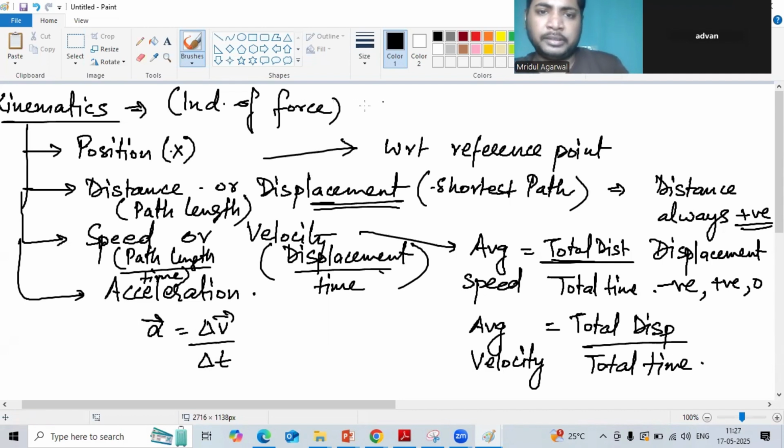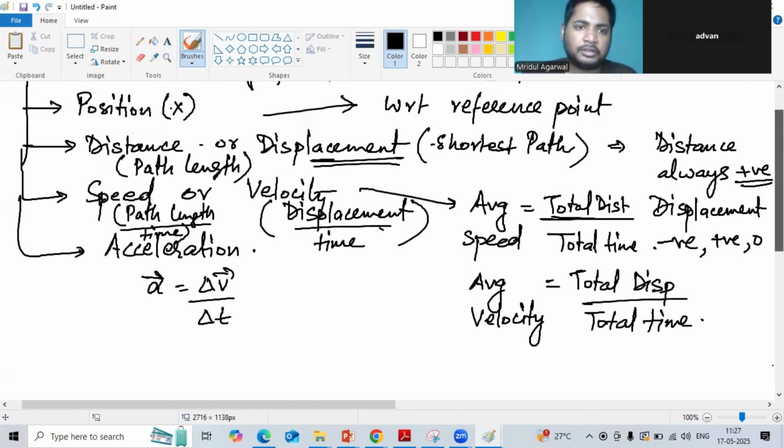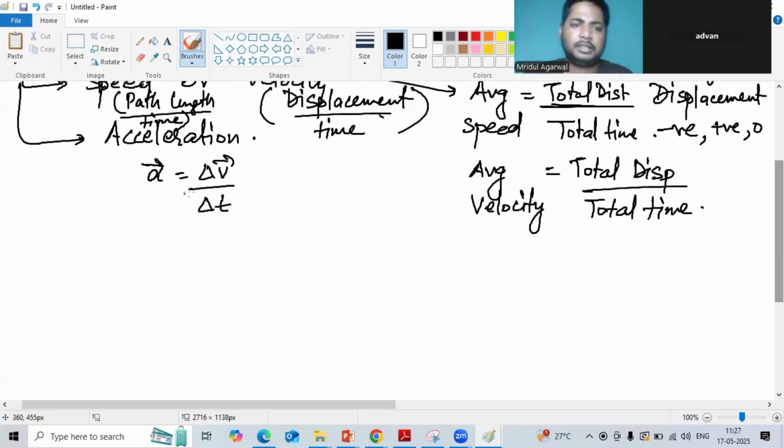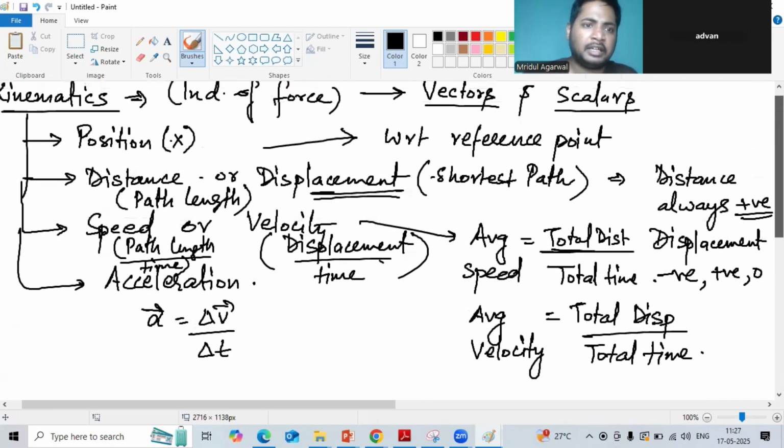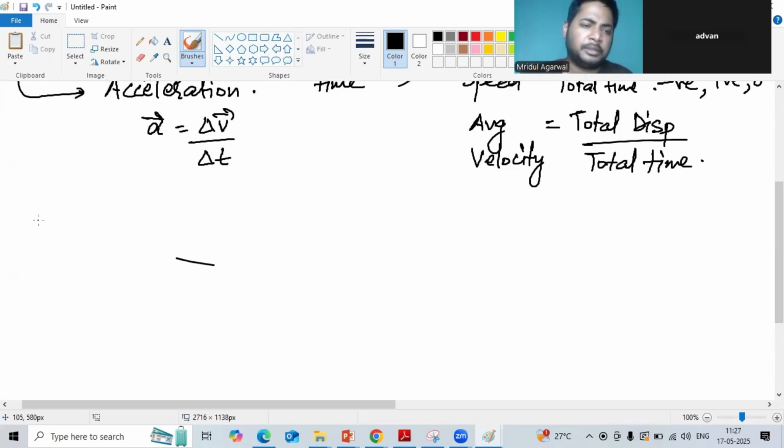Now you have two types of quantity, vectors and scalars. Scalars are those quantities which require only magnitude, while vectors need both magnitude and direction. This is the basics of vectors and scalars. Displacement is a vector, velocity is a vector, acceleration is a vector, while distance and speed are scalar quantities. You've got some graphs as well.